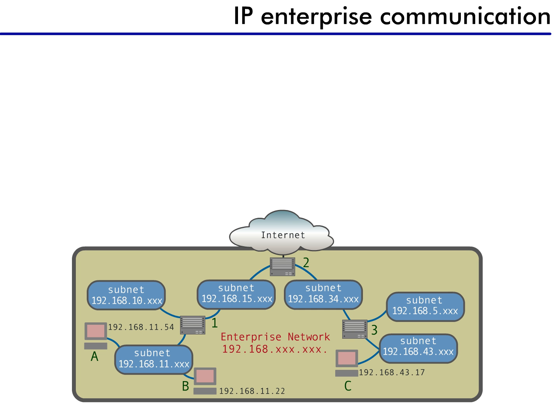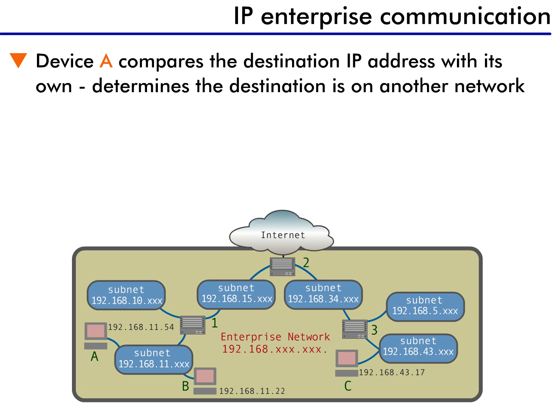Now let's see what occurs when data must cross an enterprise network with multiple routers and subnetworks. The process starts the same as the last sequence, but now device A needs to communicate with device C. As device A builds the packet in its IP software, it compares the destination IP address with its own IP address. It discovers that the devices are located on different networks.